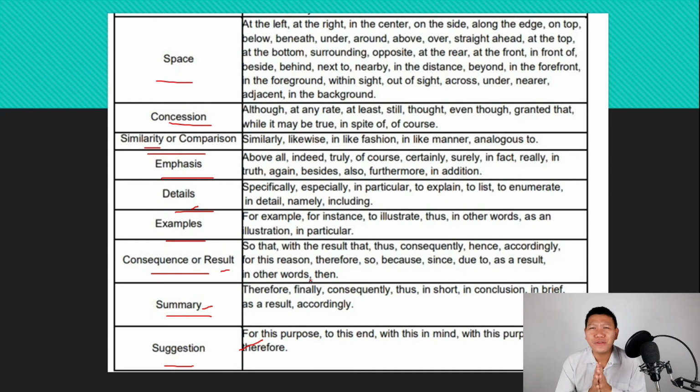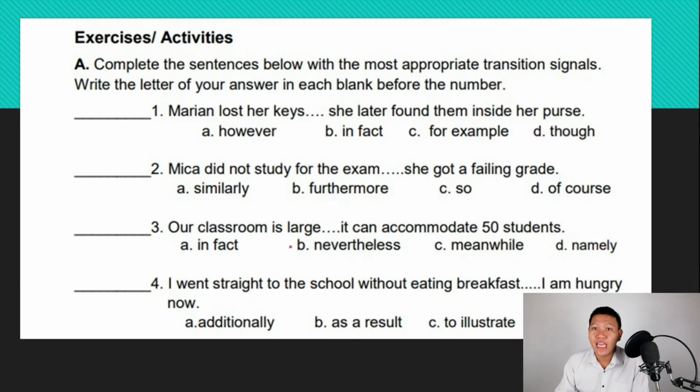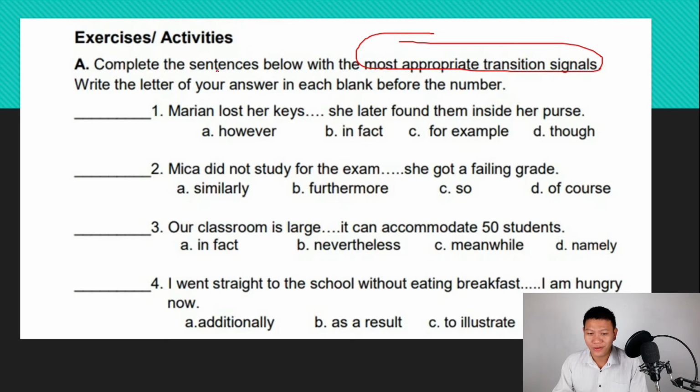So all you have to do is to read and try to memorize all of these so that you would know what to use in your activities. And speaking of activities, let us now proceed to our activity part. Exercise A: complete the sentences below with the most appropriate transition signals. Okay? Write the letter of your answer in each blank before the number. Let's have the first one.